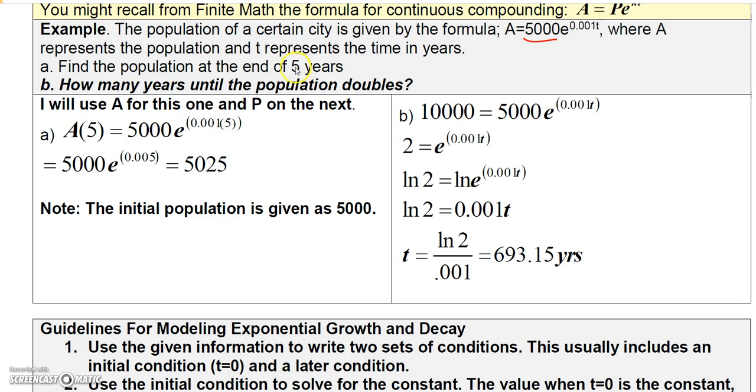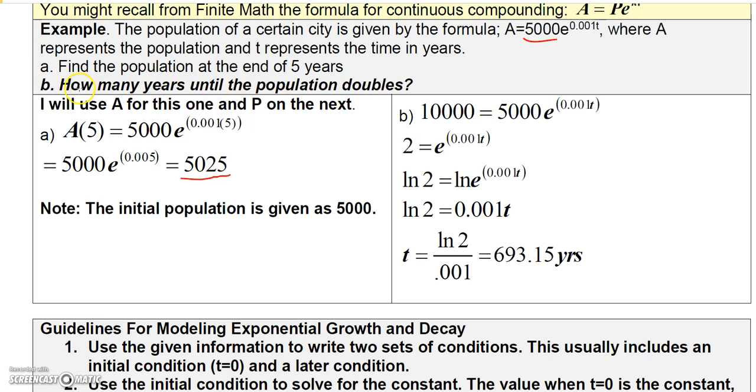This is a pretty simple part to solve. To find the population at 5 years, you just evaluate the function when t is 5. So you get 5,000 times e to the 0.001 times 5, and that's the same as 5,000 times e to the 0.005. Using a calculator, I got the population after 5 years is 5,025.